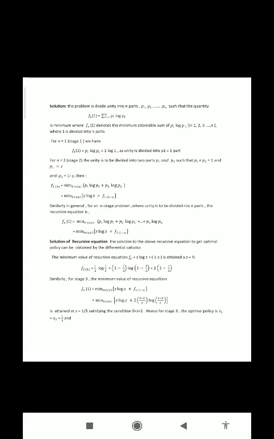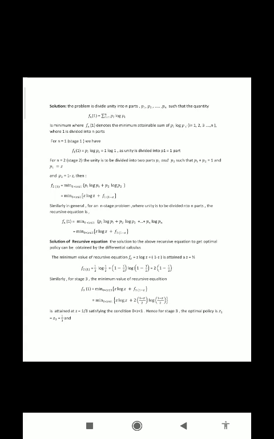Let us consider the second stage problem. f2 of 1 is equal to p1 log p1 plus p2 log p2, or otherwise we write z log z plus 1 minus z log 1 minus z. Let us take y equal to z log z plus 1 minus z log 1 minus z and find the minimum value for y. For that, let us differentiate y with respect to z, namely we get the first order derivative, and equate it to 0 to find the value of z.